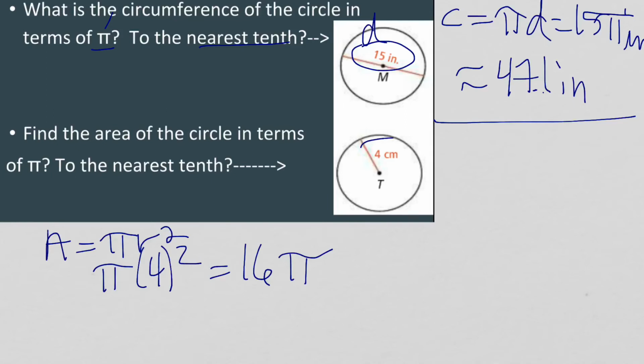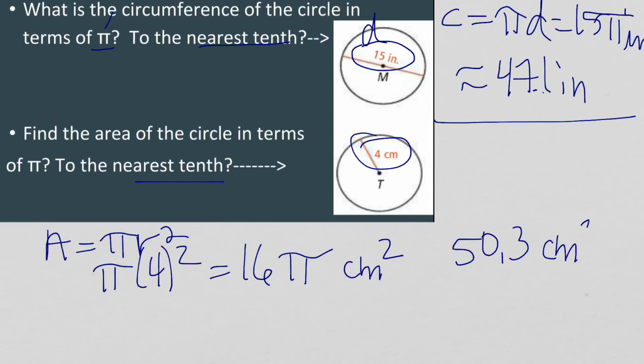Okay, this is definitely the radius because it's half of the diameter. Let's plug it in the area formula. Pi times r squared. Plug in the 4. 4 squared is 16 pi centimeters squared. In terms of pi to the nearest tenth, I do 16 times pi in the calculator. I get it to be 50.3 centimeters squared.